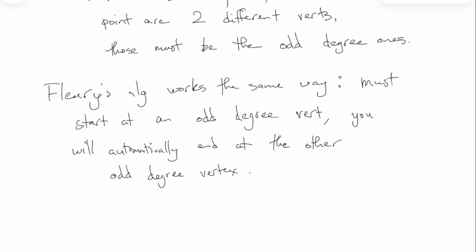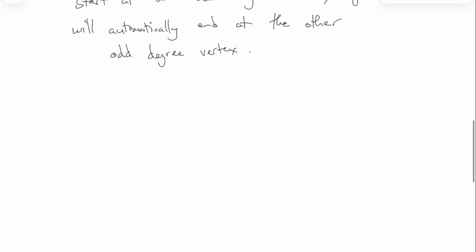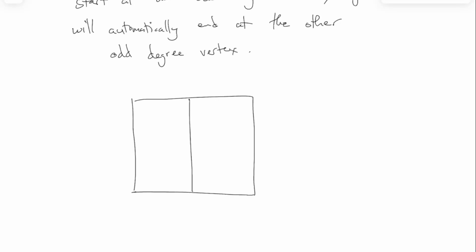All right, you will automatically end at the other odd degree vertex. Let's just try one like that. So here is one. This is similar to one I just did a few moments ago, but it has one less edge in it. And your job is to find and draw an Euler path.